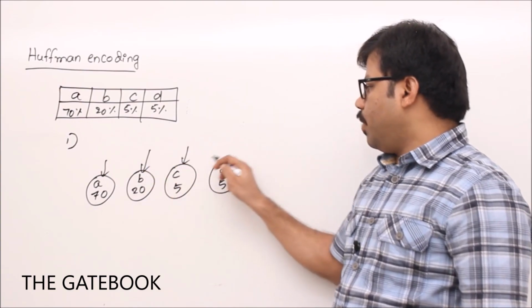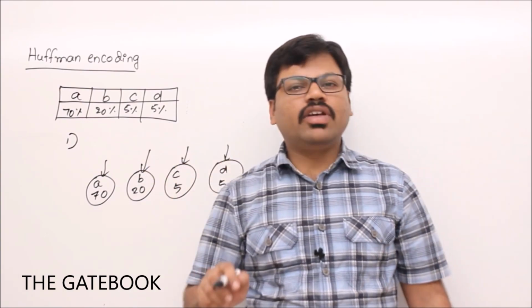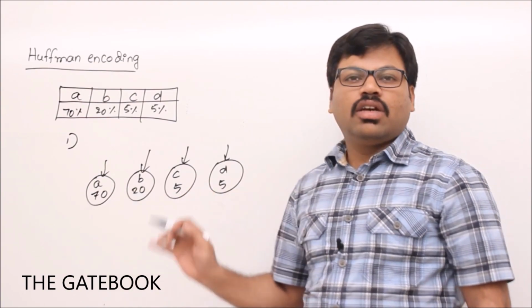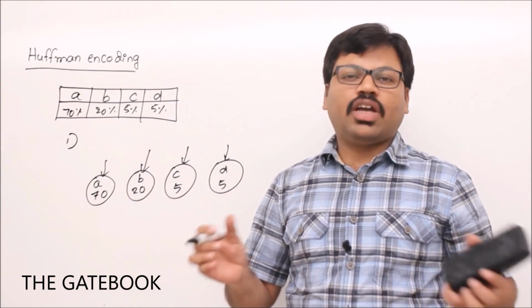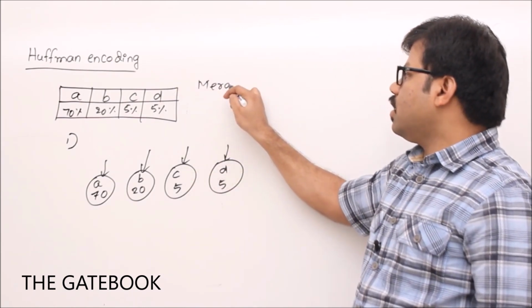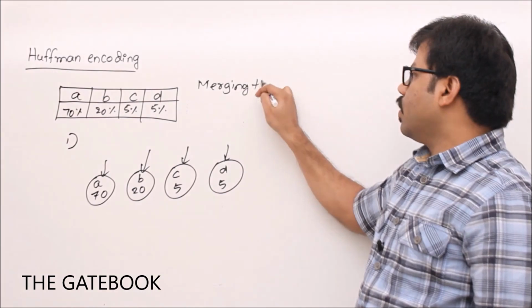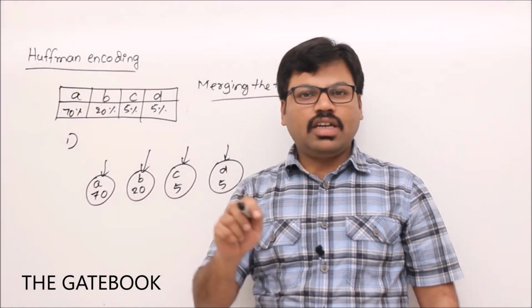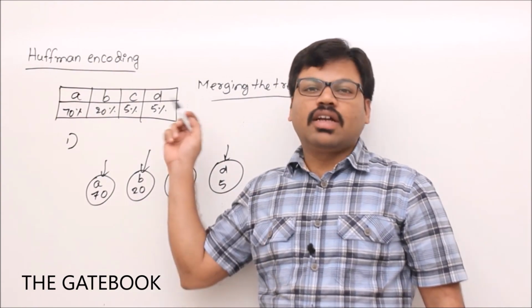Your algorithm begins. In your algorithm, we always pick up 2 trees, any 2 trees, whose frequencies are minimum, and we are going to merge them. So the Huffman encoding scheme is all about merging the trees. That's it. So how to merge the trees and which trees do we have to select? For that we use a greedy choice. That's why this is a greedy algorithm.